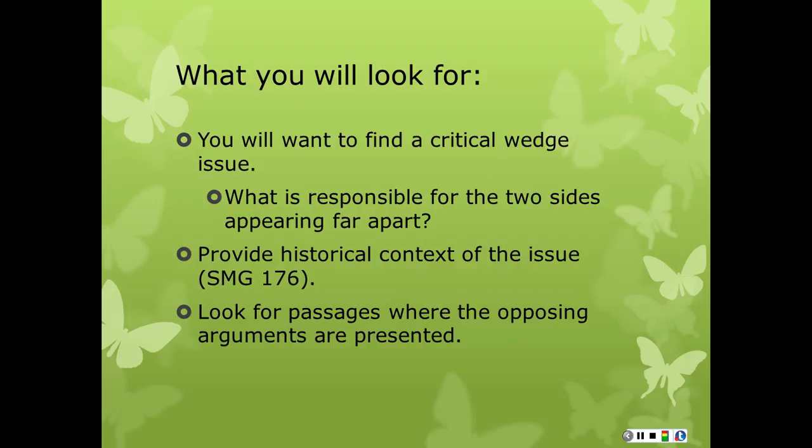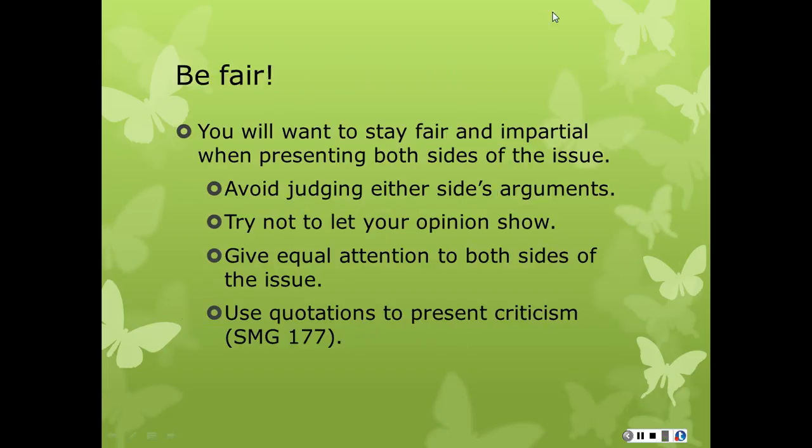When you're doing your research, you'll want to look for paragraphs or passages where the opposing arguments are presented. We have read a few examples in our book so far that kind of spell it out for you. In other words, they might say, one side says this, however, the other side disagrees and instead says this. Or a proponent argues this way and an opponent says this. So you'll want to look for areas where they're disagreeing. You also want to be fair.